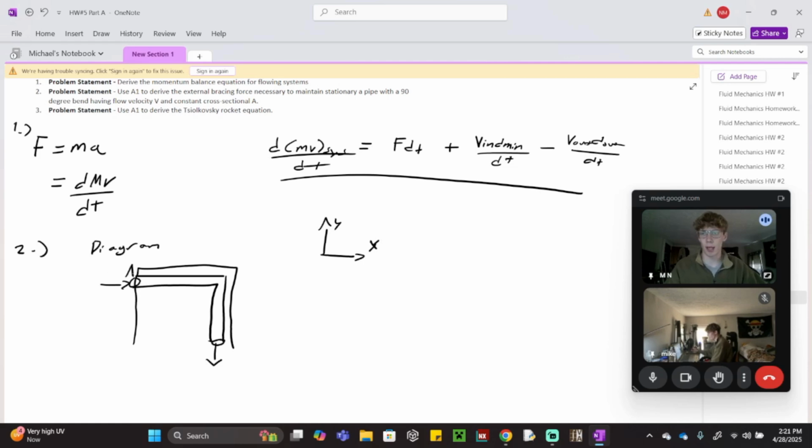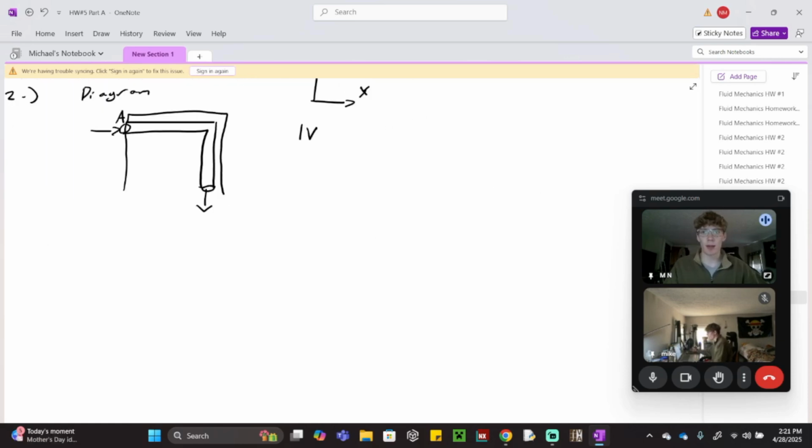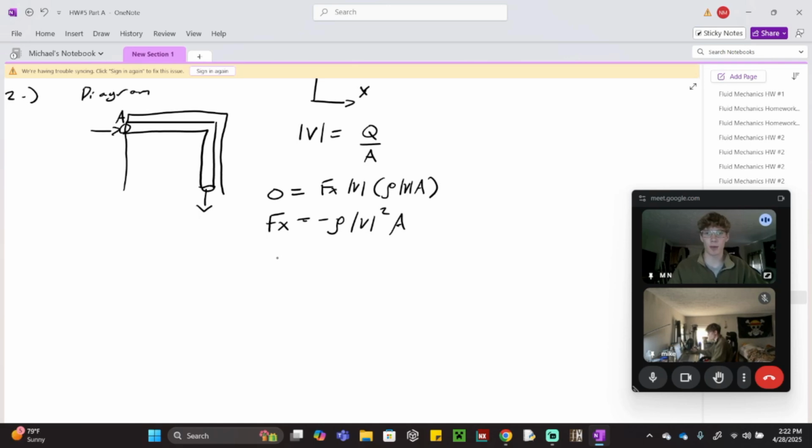We're going to take a positive y direction going up and a positive x direction going to the right. And this will be our A, in this case, our cross-sectional area. Our absolute value of our velocity is equal to Q over A. And Fx equals absolute velocity times our mass flow rate, which is equal to rho absolute value velocity A. So then we get Fx is equal to negative rho absolute velocity squared times A. It's the force in the x direction.